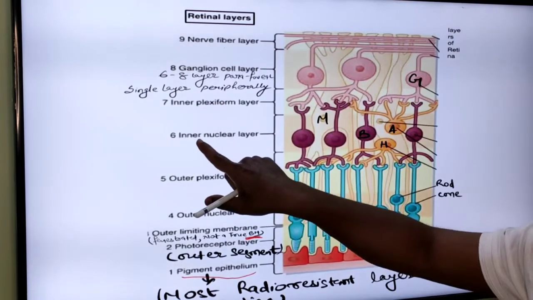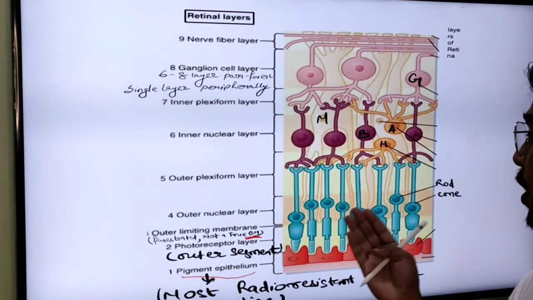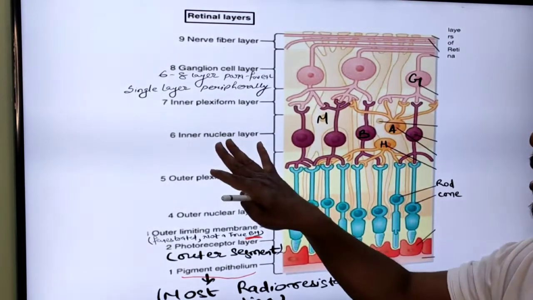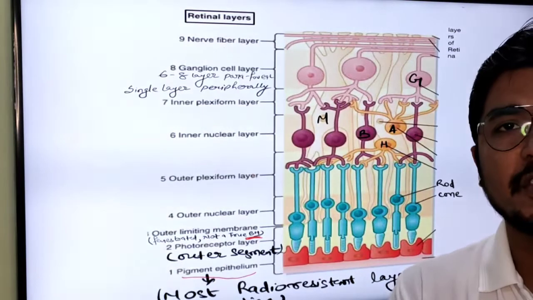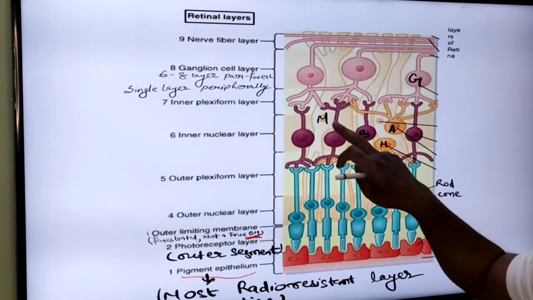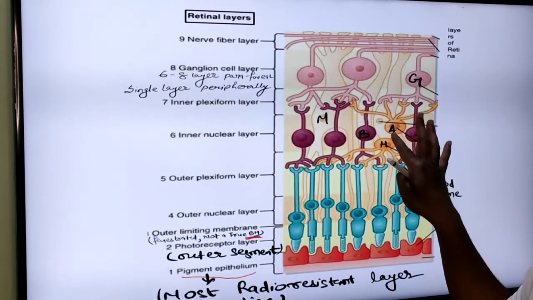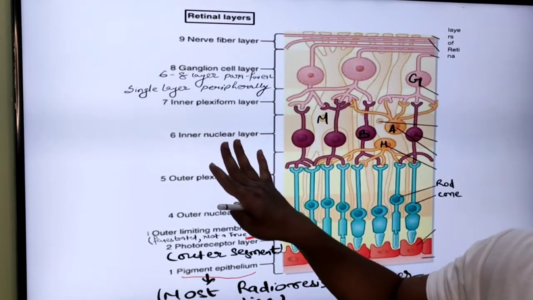The third thing is the inner nuclear layer. The outer nuclear layer is formed by the cell bodies of the rods and the cones. So the inner nuclear layer is also formed by the cell bodies of something. And what is that something? These are the bipolar cells, Muller cells, M for Muller cells, horizontal cells, and amacrine cells. These four cells form the inner nuclear layer.